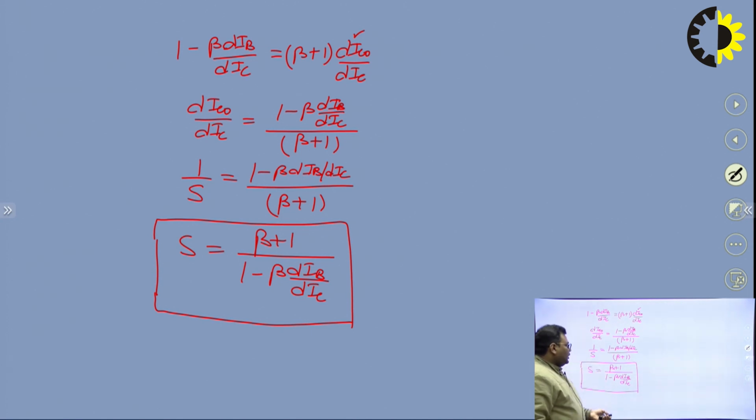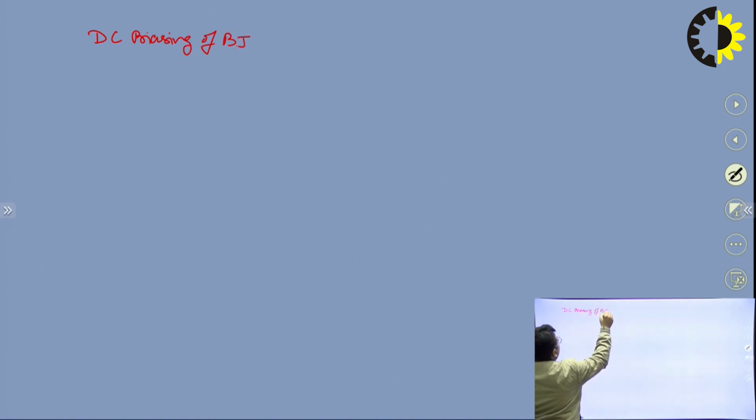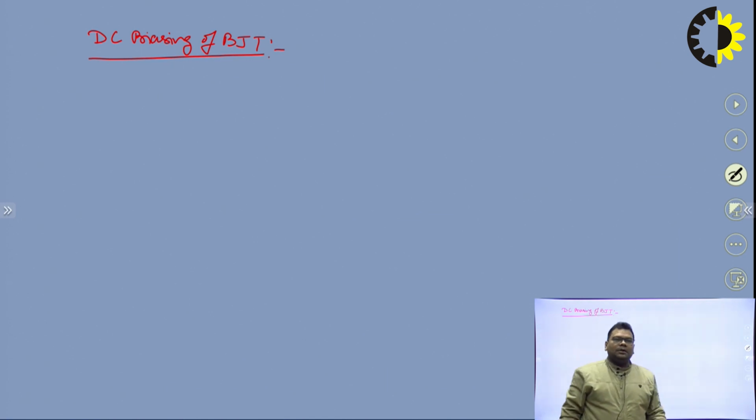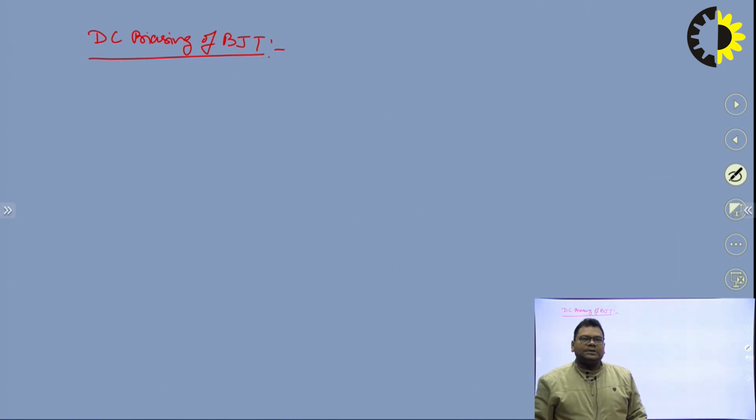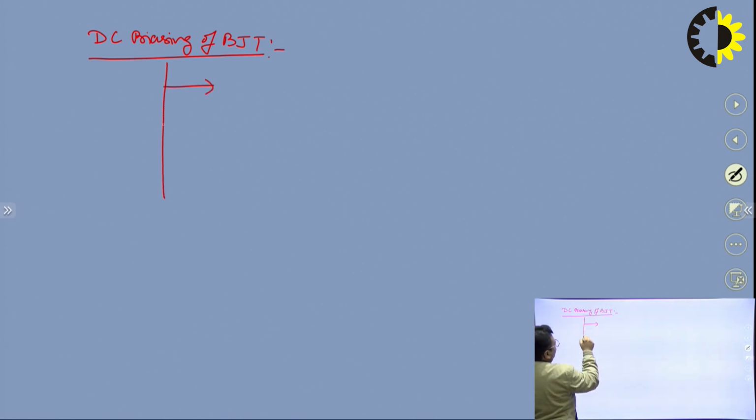Now we will move to the next topic, that is DC biasing of BJT, right? In this topic, basically we have 4 different biasing methods. So we will discuss one by one, and we will start with fixed bias. So we have 4 biasing methods. First of all, we will list them out.